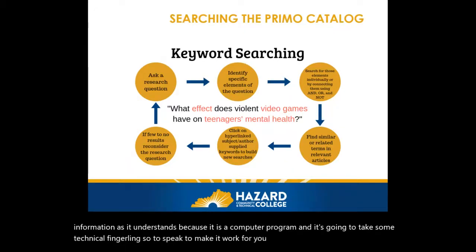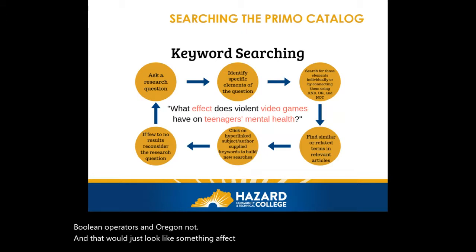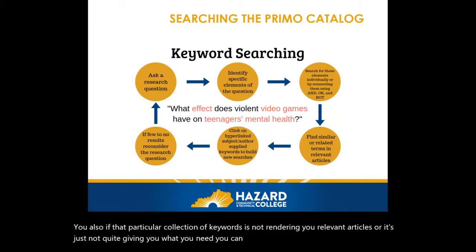So you can use those Boolean operators and, or, and not, and that would just look like something: affect and video games and teenagers' mental health. You also, if that particular collection of keywords is not rendering you relevant articles, or it's just not quite giving you what you need, you can take those words and find similar or related terms.